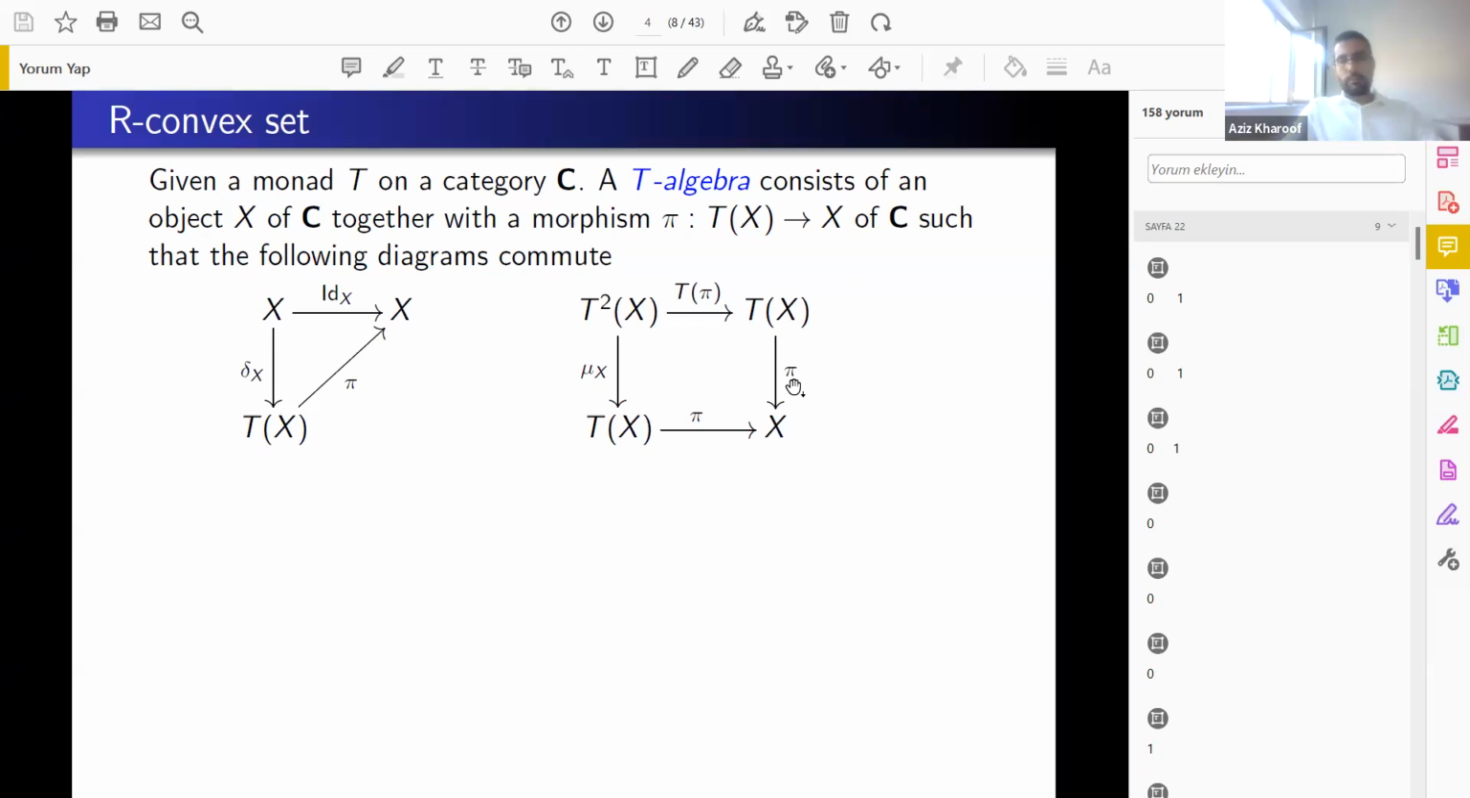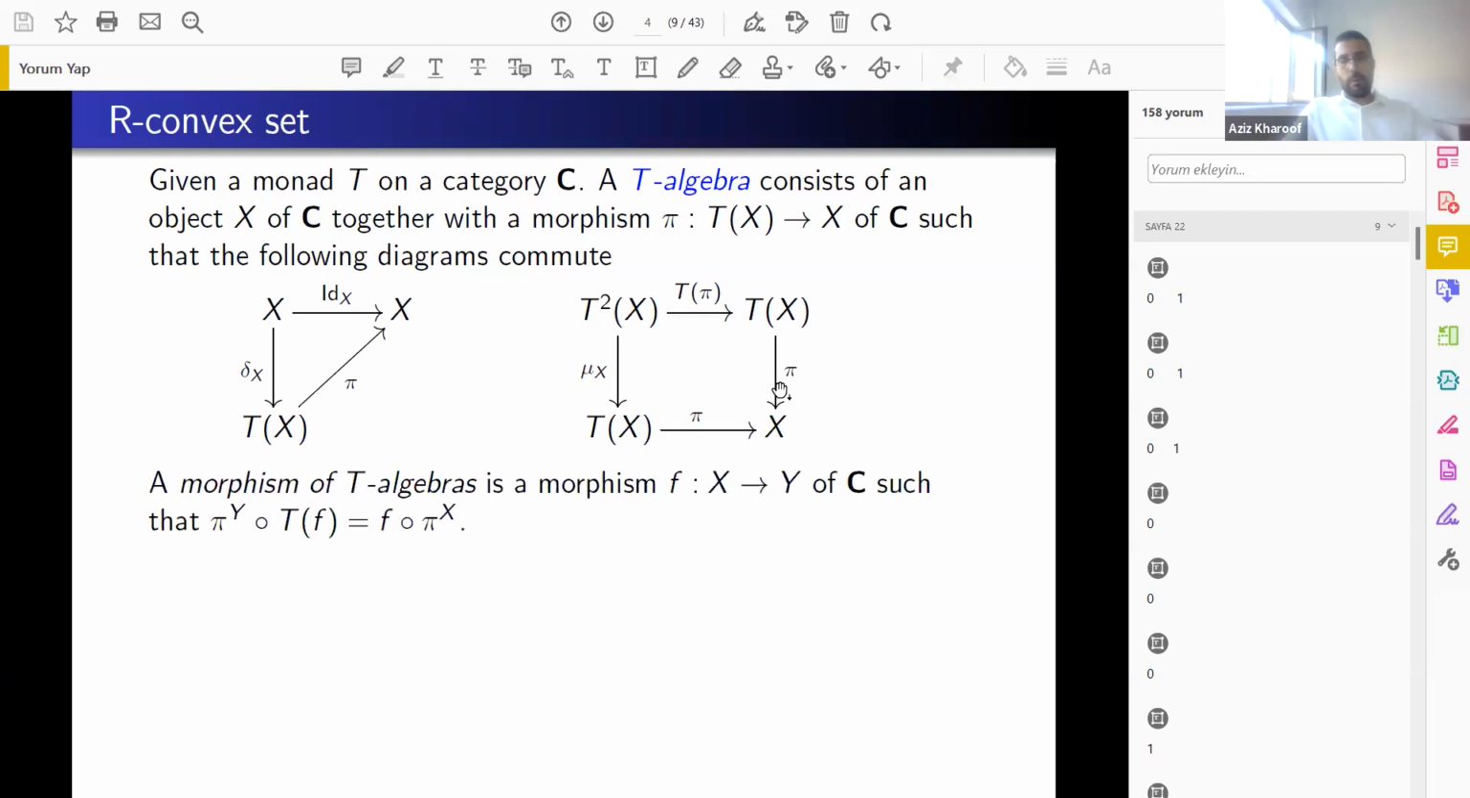And of course, a morphism of T-algebras, one can imagine, is a map in C that preserves this map that gives the structure. So we have this equation.